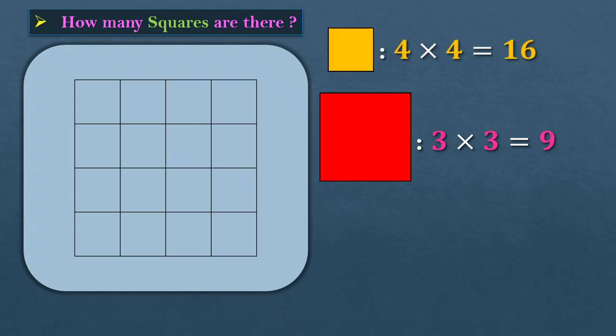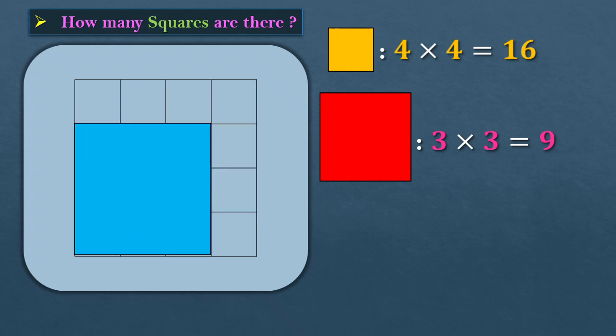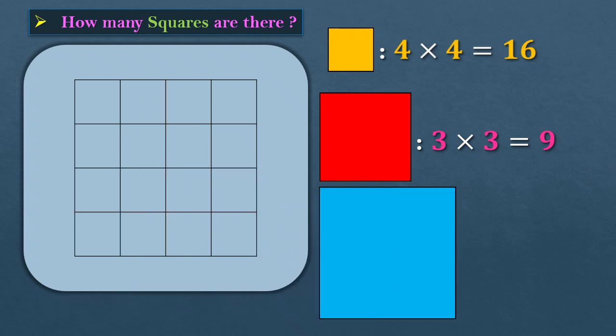Now we consider the squares composed of 9 unit squares. Starting from the top left corner, we identify one such square. Shifting it 1 unit to the right gives a second square. Then shifting downward gives 2 additional squares. Therefore, the number of squares composed of 9 unit squares is 2 times 2, which is equal to 4.